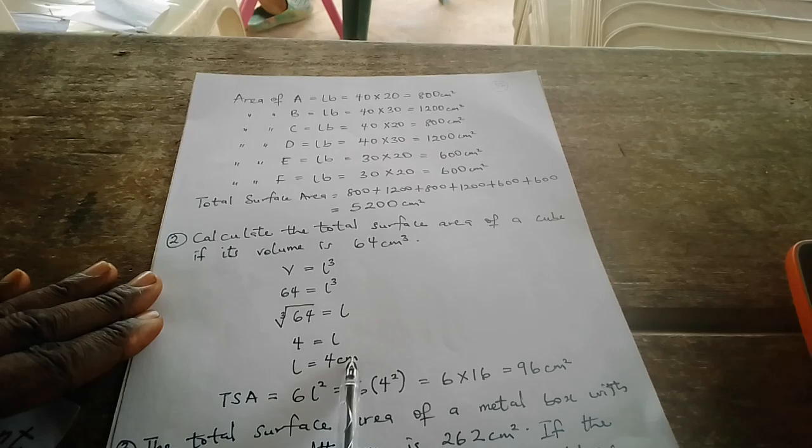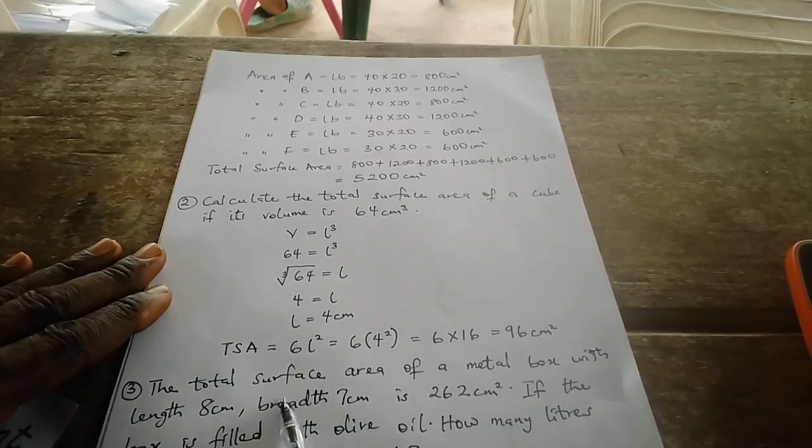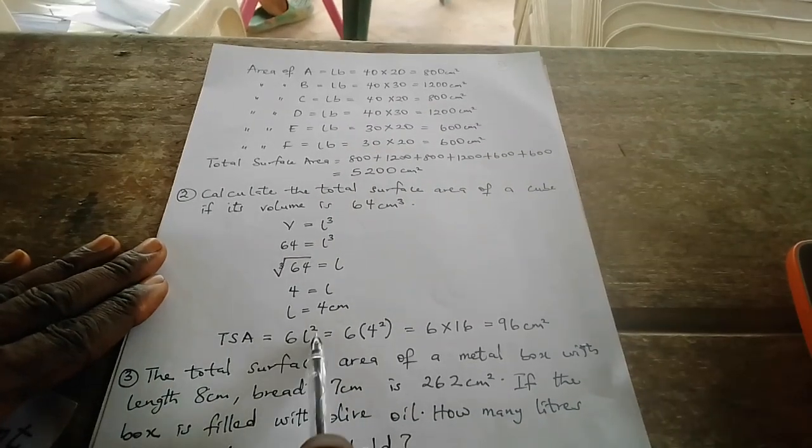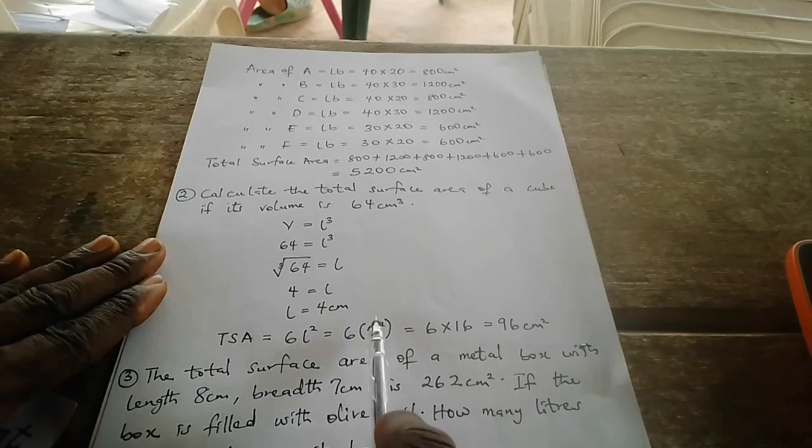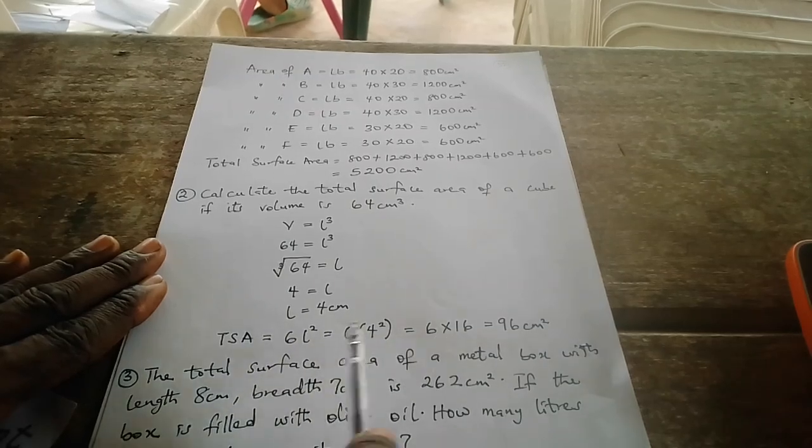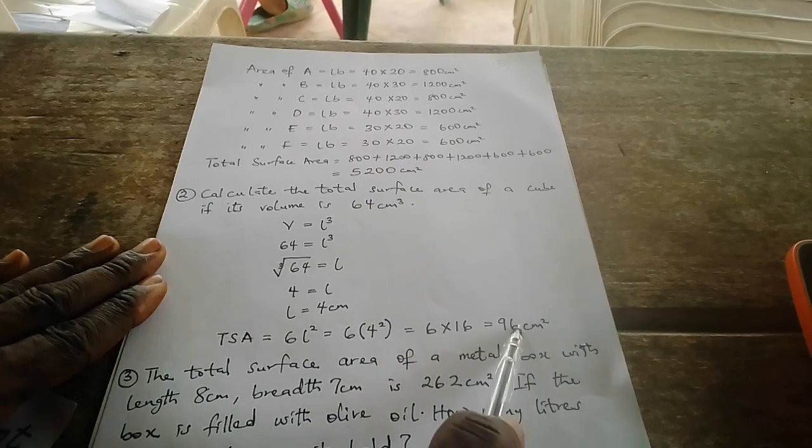So what you are told to do here is to look for the total surface area. For this one, you can use the formula 6L squared to be the total surface area. So I have 6 into bracket, the length is now 4 squared. 4 squared is 16. 6 times 16 is 96.